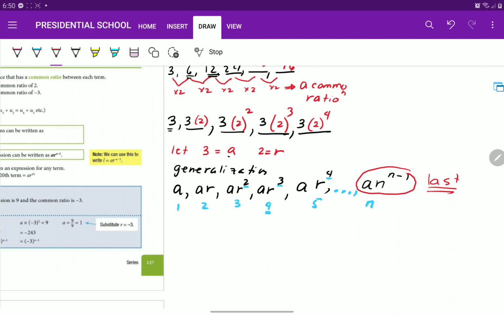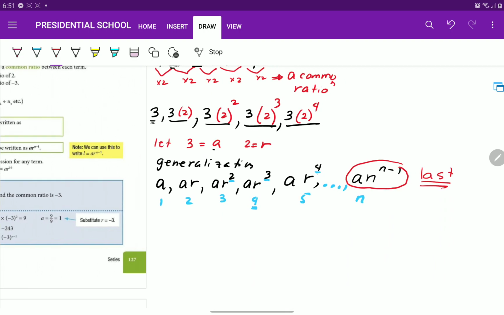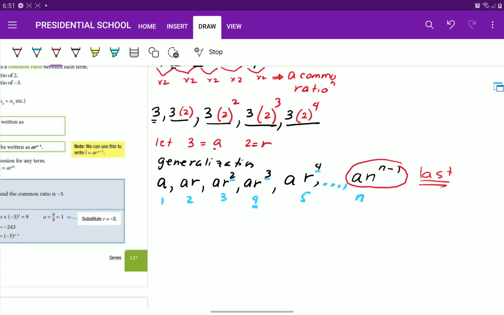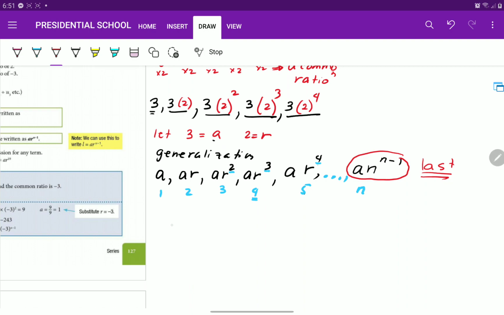Okay? So, the one that I would like you to remember here is this. Let's say you have a geometric progression and you are looking for u sub 4, meaning the fourth term. So therefore, the fourth term will be equal to AR cubed. Please take a look, AR cubed. This is 3 if this is 4.